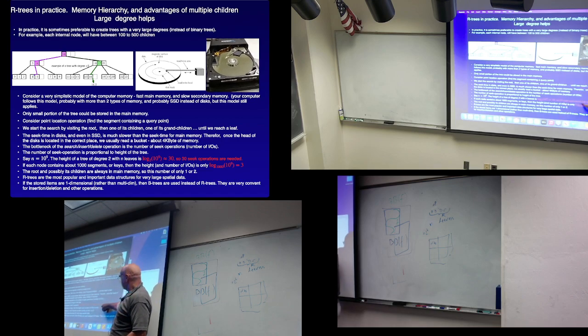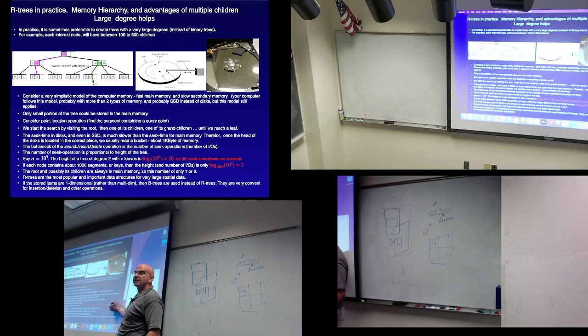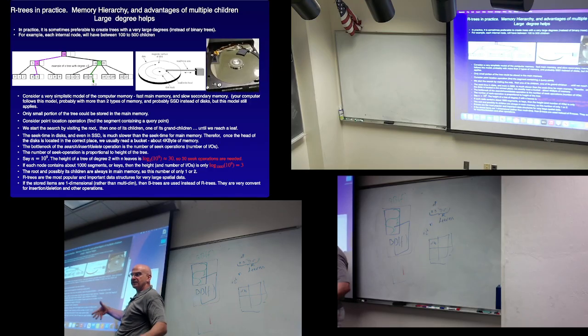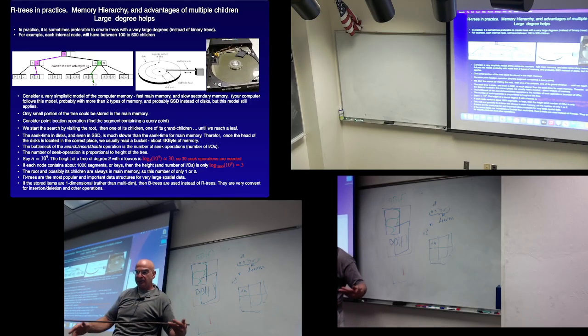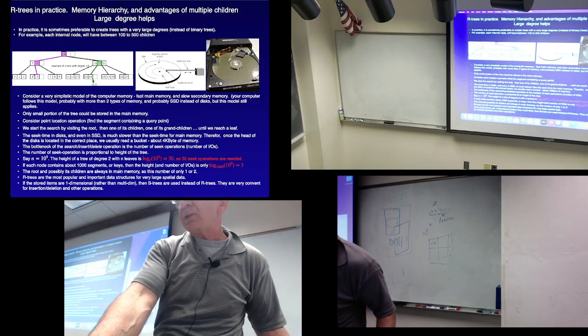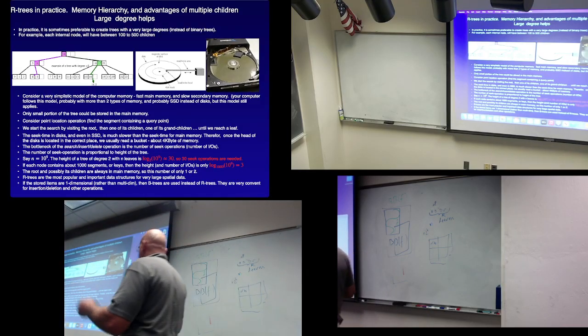And I want to tell you that it's much better to store a tree which has a much higher degree. Let's say the degree is 100. A node stores 100 segments or 100 bounding boxes. It has 100 children at this time. The CPU needs to work harder. That's fine. CPU is fast.